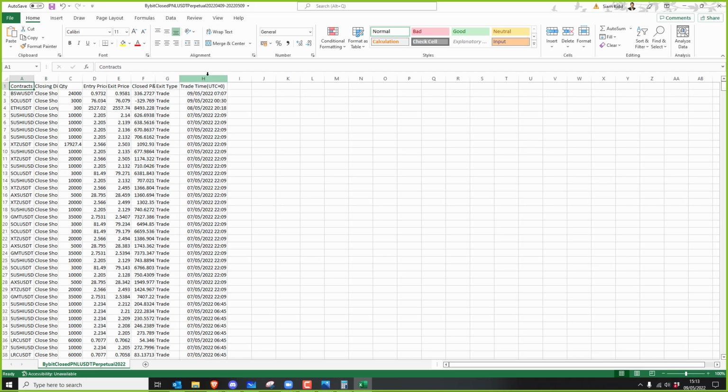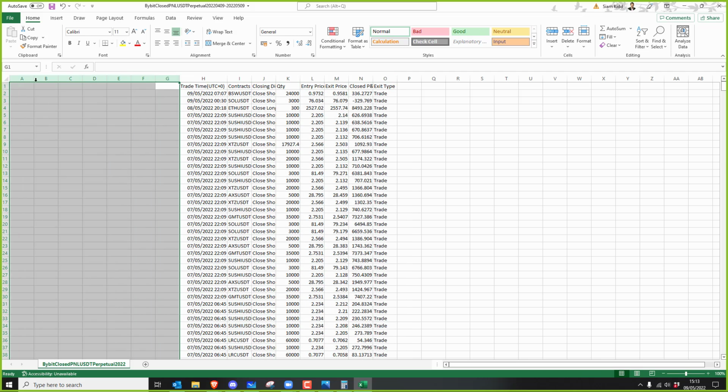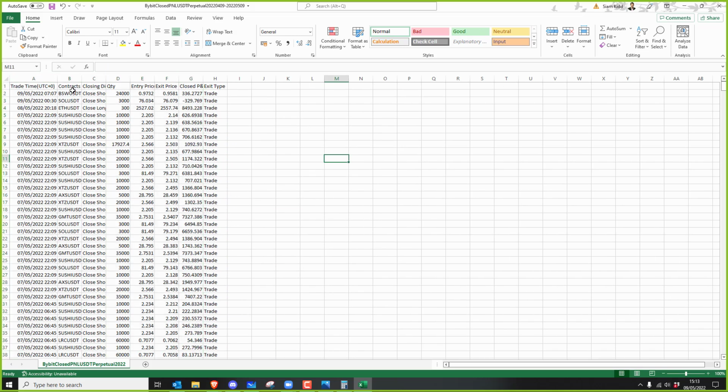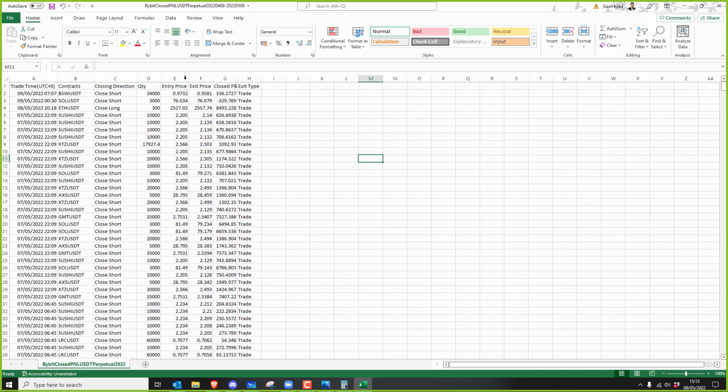So what I like to do when I'm doing my own accounting is I straight away just Control X, Control V. I always like having the time on the far left. Just delete that, and then you can expand stuff. So entry price, exit price.